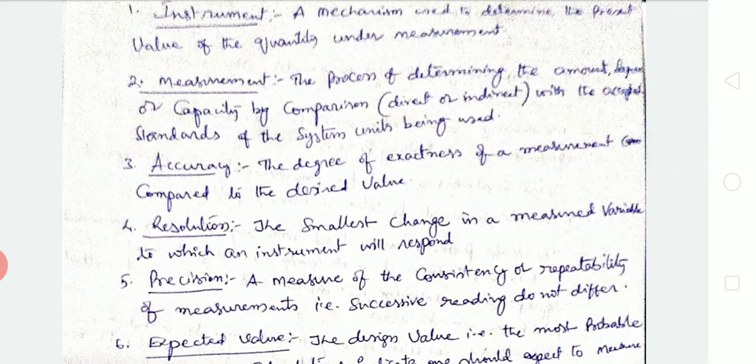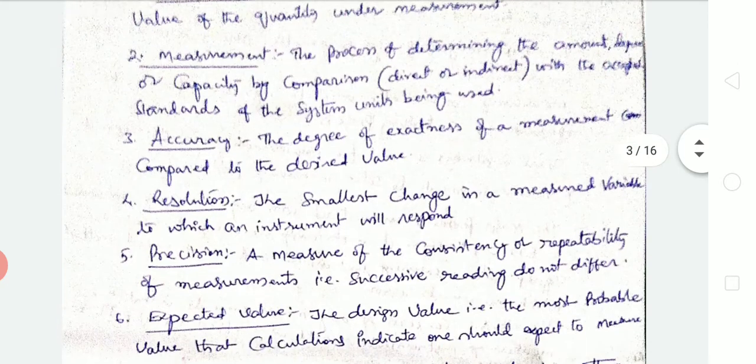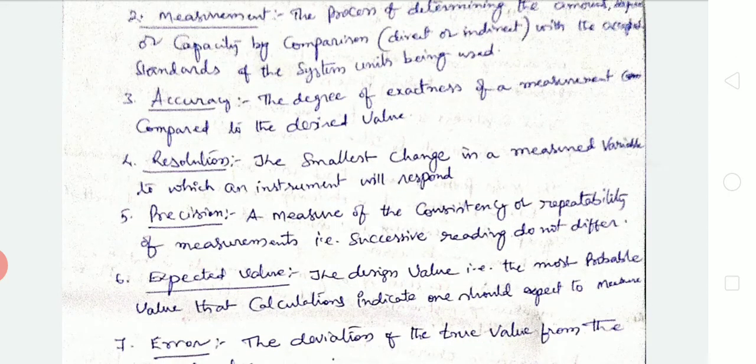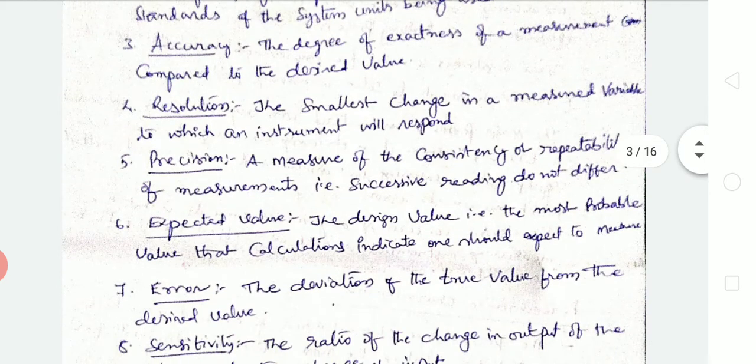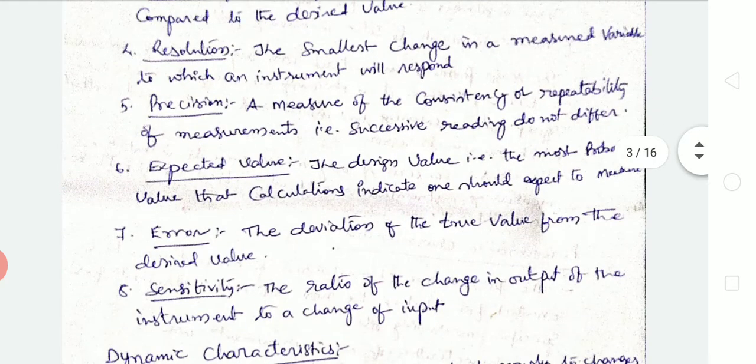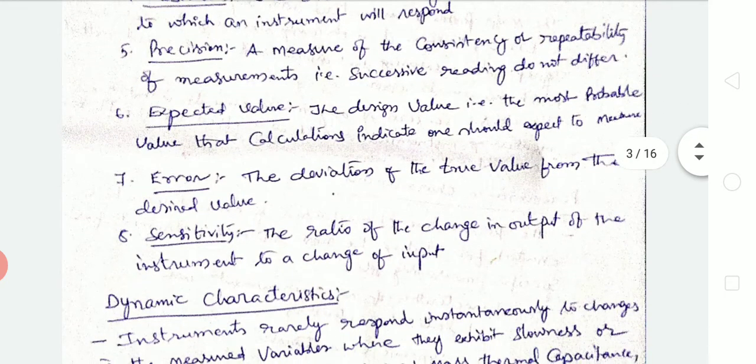Accuracy. The degree of exactness of a measurement compared to the desired value. Resolution. The smallest change in a measured variable to which an instrument will respond. Precision. A measure of the consistency or repeatability of measurements, that is, successive readings do not differ.